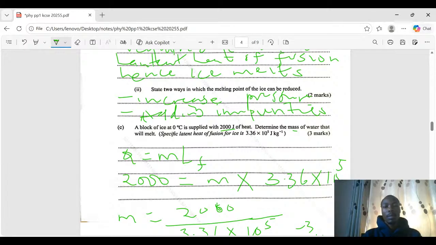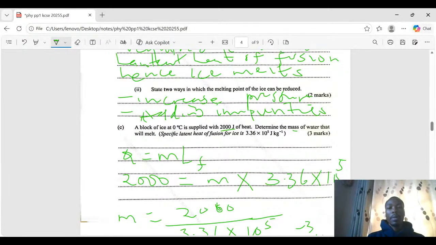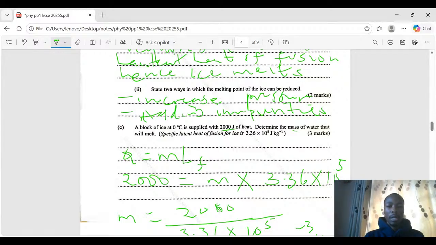State 2 ways in which the melting point of ice can be reduced. There are two factors, either pressure or impurities. To reduce the melting point, we have to increase the pressure and also add some impurities.